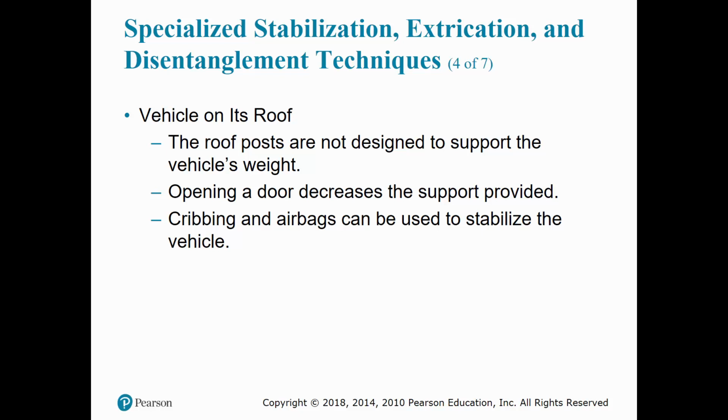With the vehicle on its roof, you do not want to open a door because this will decrease the support provided by the roof posts, which are already not designed to support the full vehicle's weight. With this, you want to use cribbing and airbags to help stabilize the vehicles. When the airbag is inflated and one end of the vehicle begins to lift, the other one will settle onto your box cribbing, and the weight of the vehicle will be totally removed from the roof posts.